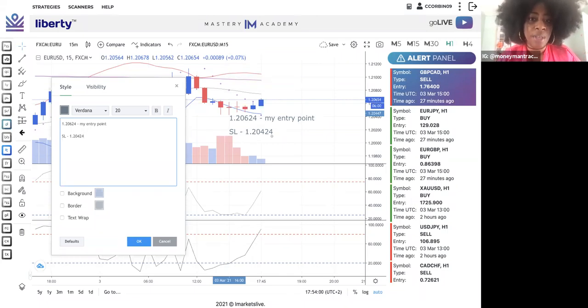So my stop loss could be 1.20424, right? That's a 20 pip stop loss. Or my stop loss could be 1.20524, right? That's a 10 pip stop loss. I typically do 10 pip stop losses because why would I want to lose money in the other direction? But when you're learning, other people teach you different ways, you can do 20 pips or you can do 10 pips, right?